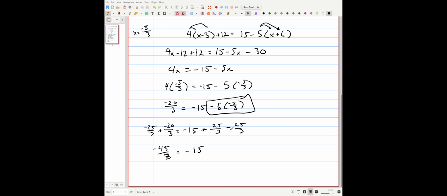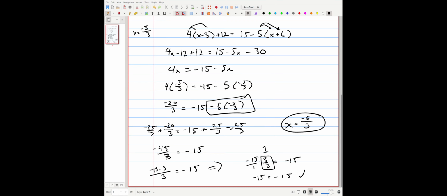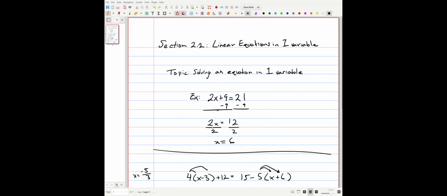How do I know that? Well, it's negative 15 times 3 over 3. And so negative 15 over 1 times 3 over 3 is equal to negative 15. This is just 1, and so negative 15 equals negative 15. And it checks out, so x does in fact equal negative 5 over 3. Okay. All right. Well, I guess we'll just stop the video there and get to the next part in the next video.